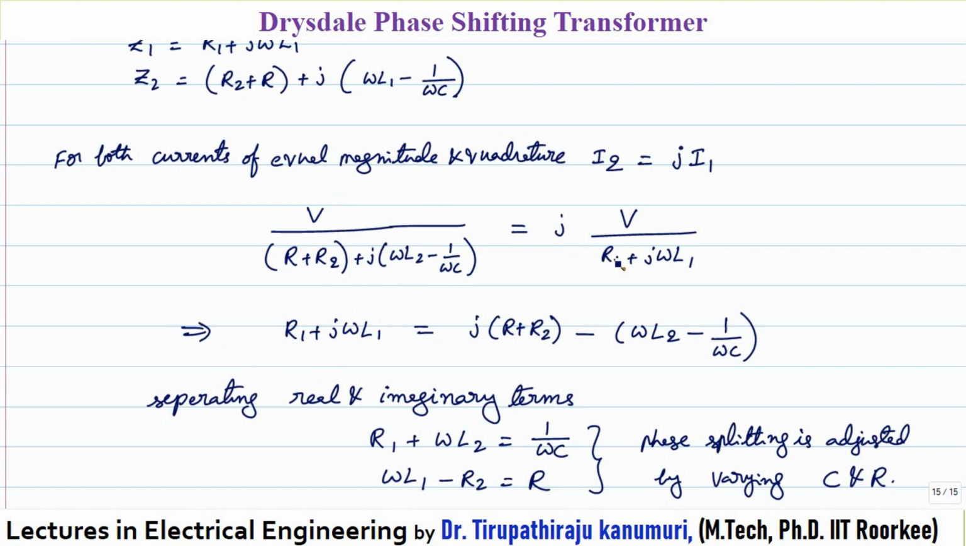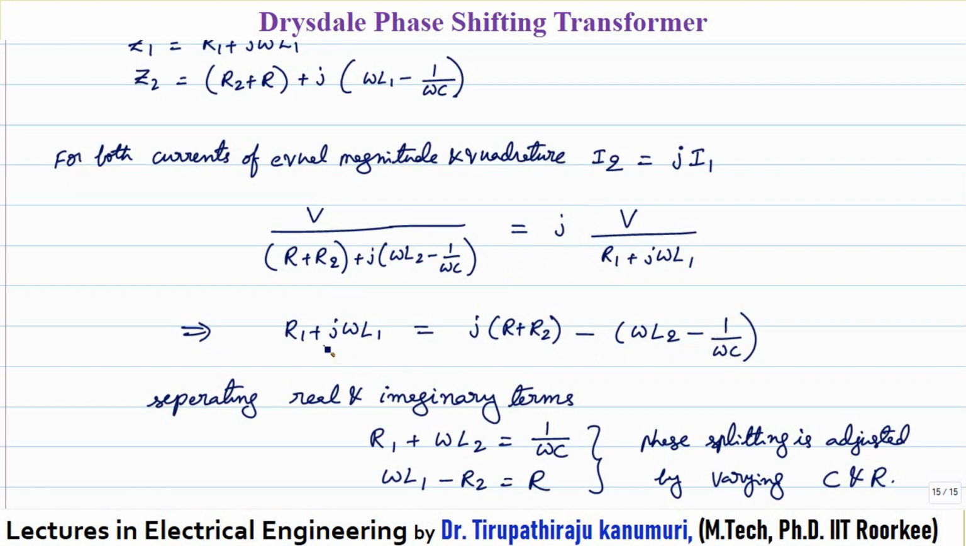From this, the voltage is the same on both sides, so it will cancel. Now do the cross multiplication. So you will get R1 plus j omega L1. This is brought to this side and this is brought to this side, which means it is multiplied with j. It becomes j times (R plus R2). And in the second term, j multiplied by j is j square, and j square is equal to minus 1. That's why it becomes minus omega L2 minus 1 by omega C.